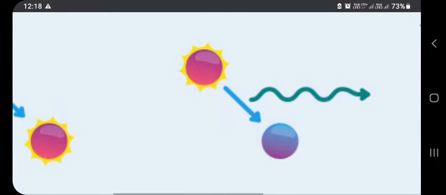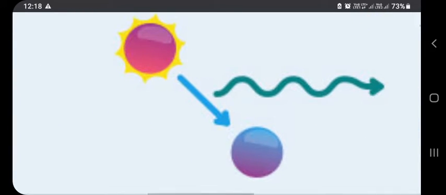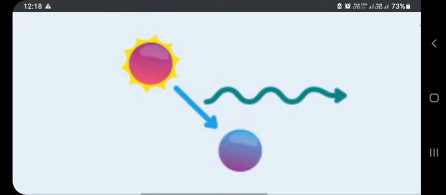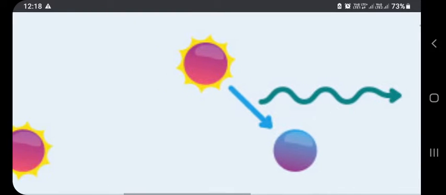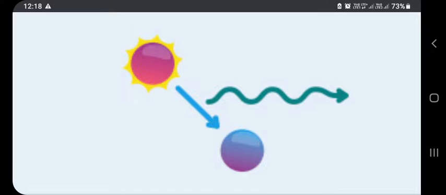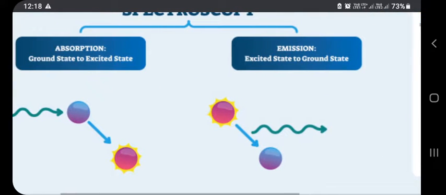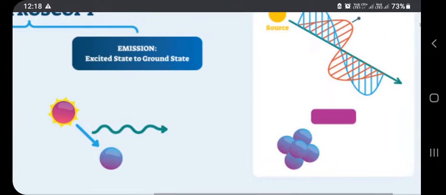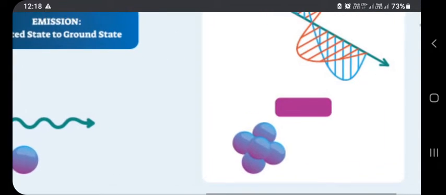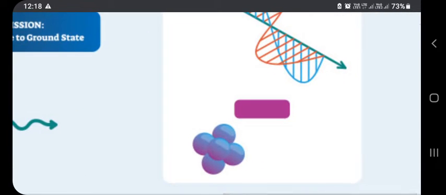The violet color is changed into yellow color. This represents the excitation. When the excited molecule comes back to the original ground state, whatever energy it absorbed is emitted in the form of a wave, that is called emission. The excited state molecule will emit the light. So emission of light depends upon two principles, the Aufbau principles.